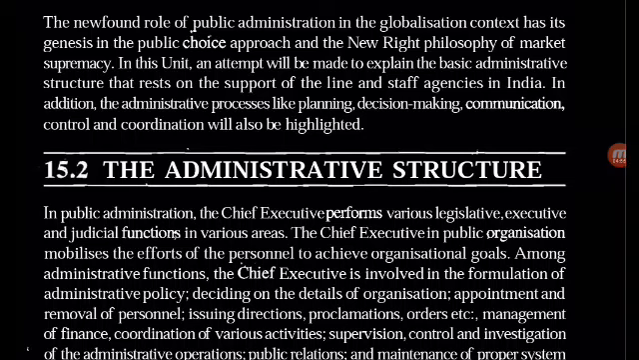The administrative structure. In public administration, the chief executive performs various legislative, executive, and judicial functions in various areas. The chief executive in a public organization mobilizes the efforts of the personnel to achieve organizational goals. Among administrative functions, the chief executive is involved in the formulation of administrative policy, deciding on the details of organization, appointment and removal of personnel, issuing directions, proclamations, orders, etc.